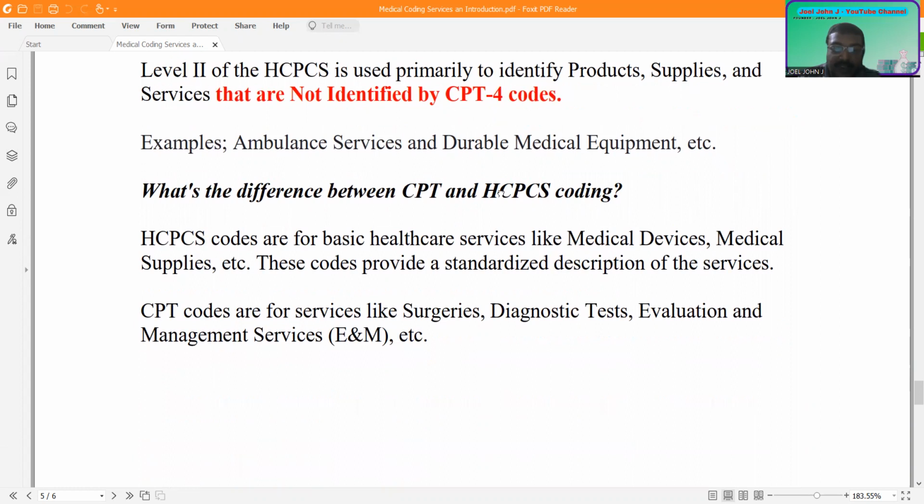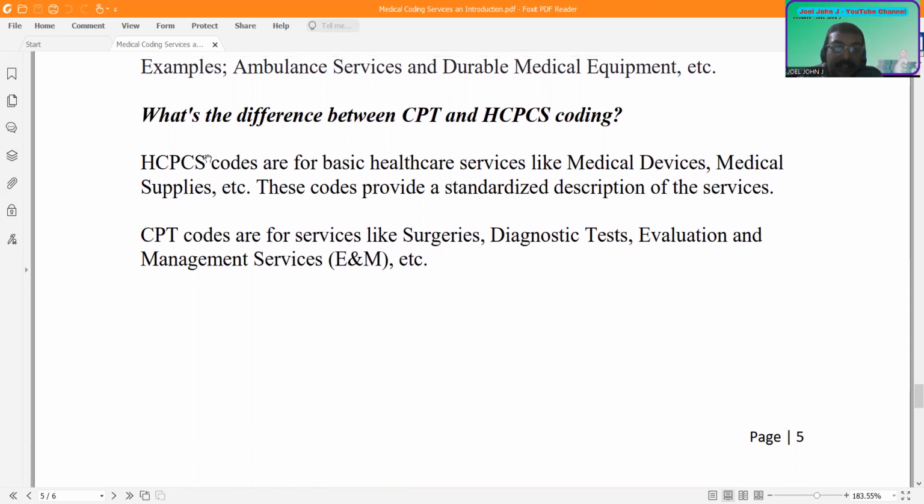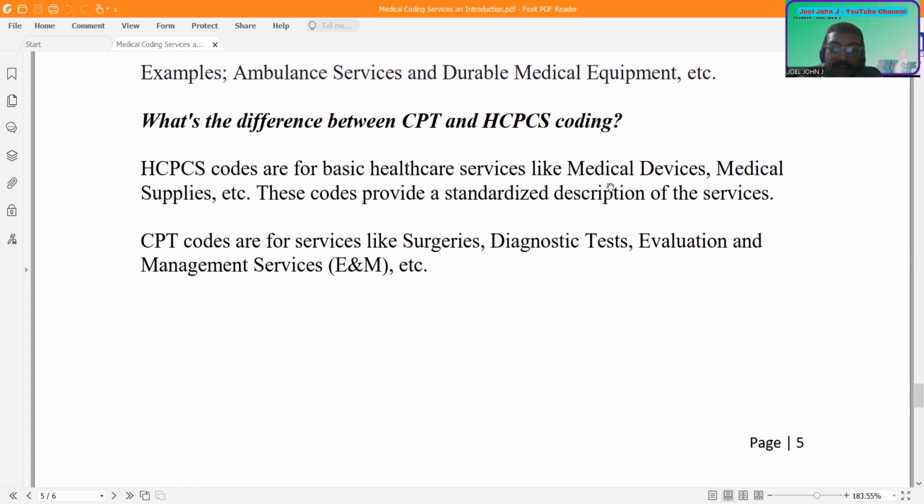Okay. What is the difference between CPT and HCPCS coding? HCPCS codes are for basic health services like medical devices, medical supplies, etc. These codes provide a standard description for the services. So for services, it is HCPCS. And what are those for? Medical devices and medical supplies.